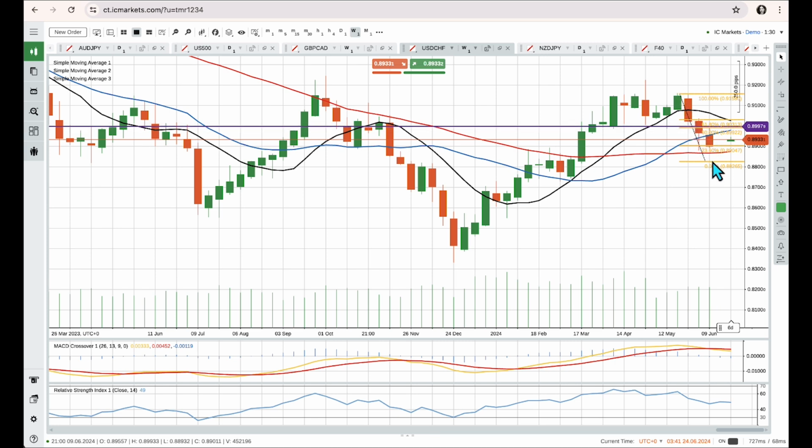Now I also drew the Fibonacci retracement of this latest weekly move, so from the high to the low, and we can see that the 50% retracement is currently clustering very nicely with this level of 0.90 and these previous touches. So what am I looking for when this is a higher time frame move?